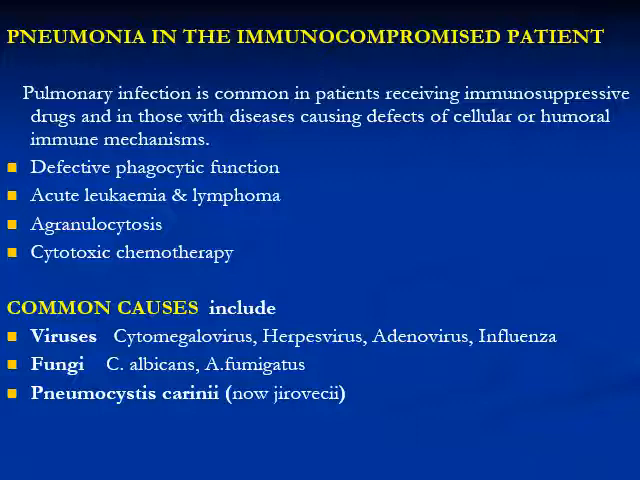Pulmonary infection is common in patients receiving immunosuppressive drugs, and in those with diseases causing a defect in the cellular or humoral immune mechanism. The causes of immunosuppression include defective phagocytic function, acute leukemia and lymphoma, other solid malignancy, agranulocytosis, where there is loss of the white blood cells, and cytotoxic chemotherapy, the drugs given for malignancy.